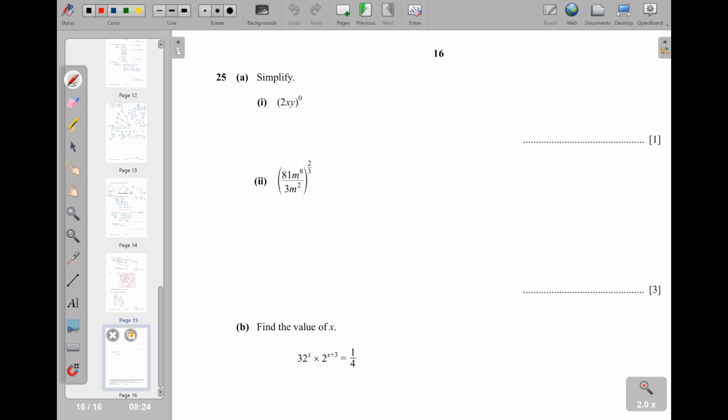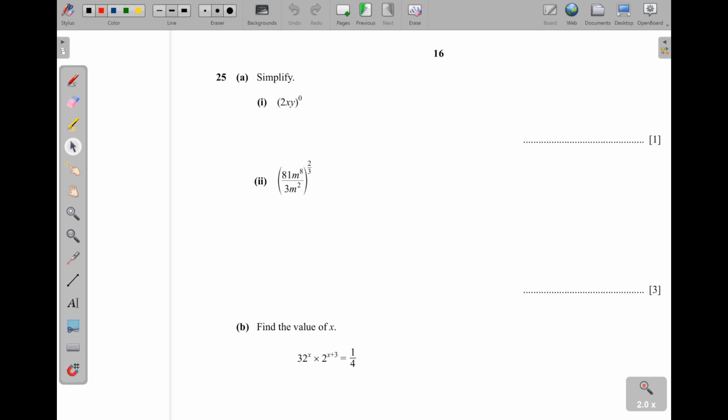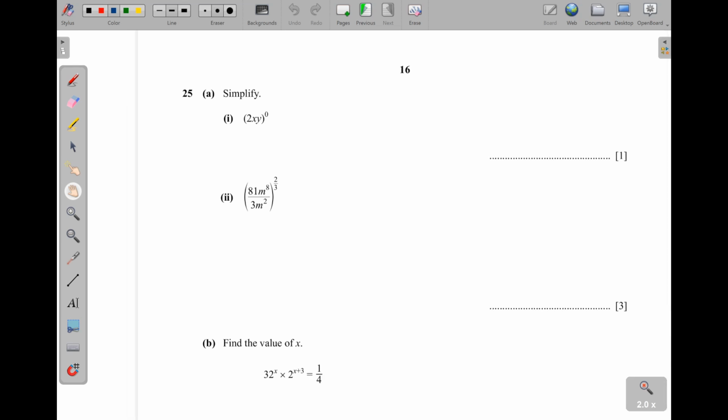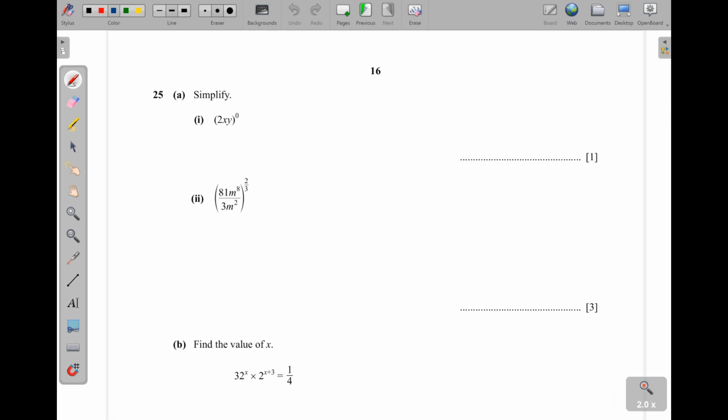Next, I think this is the last page of the paper. We are having simplify 2xy power 0. Any number power 0 is always 1, and this power is going to go on all of them. So we can have 2 power 0 times x power 0 times y power 0. So it is 1 times 1 times 1. Automatically your answer has to be 1.